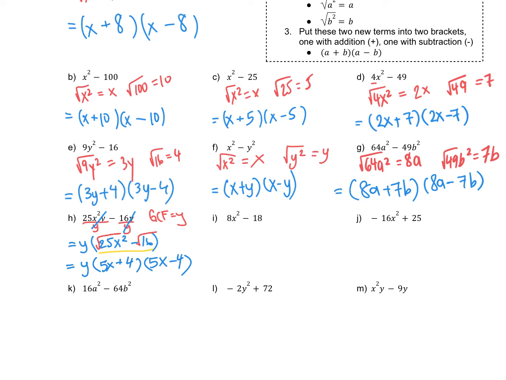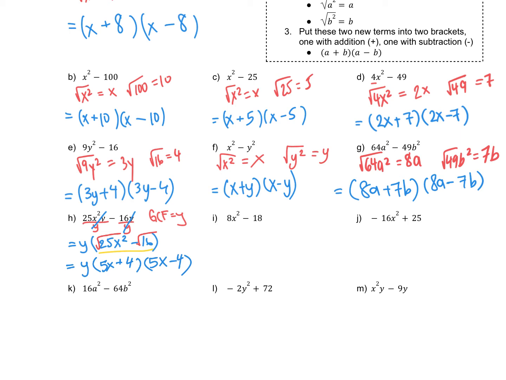Okay, so for i, 8x squared minus 18, I see subtraction, but unfortunately 8 and 18, they're not perfect squares. If I try to square root 18, for example, I get 4.2426. That's not a perfect square. So don't even try to square root that and show me a difference of squares in any way.